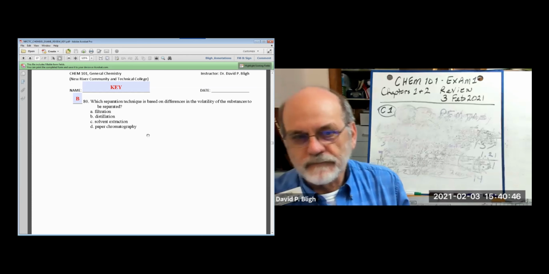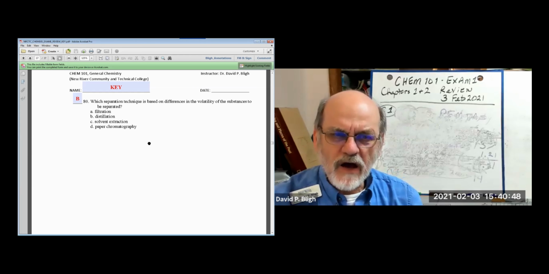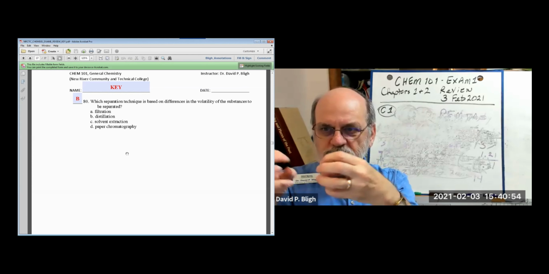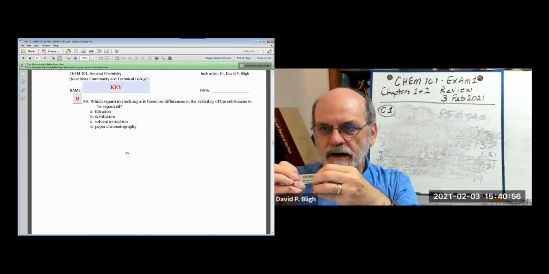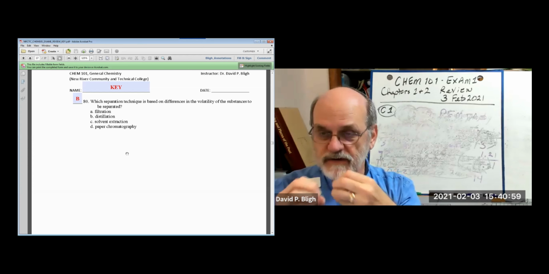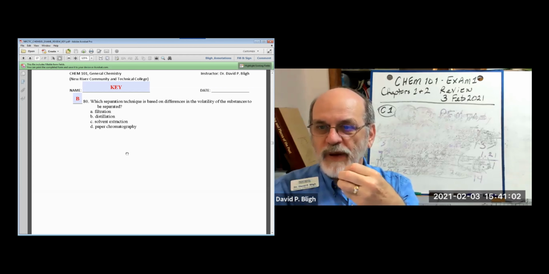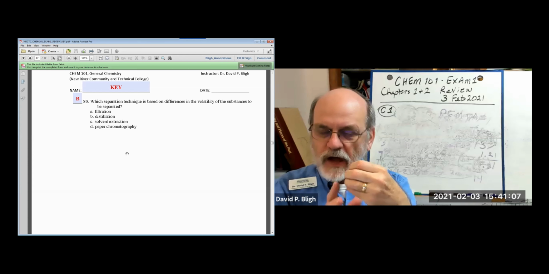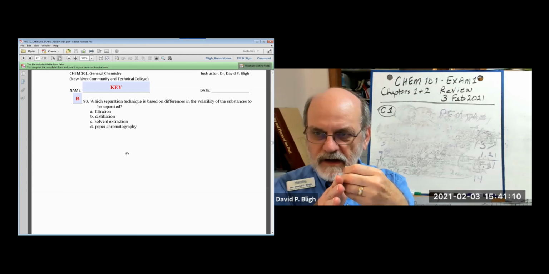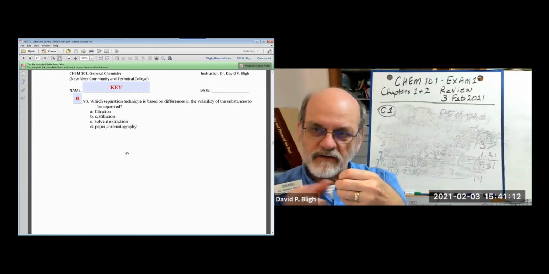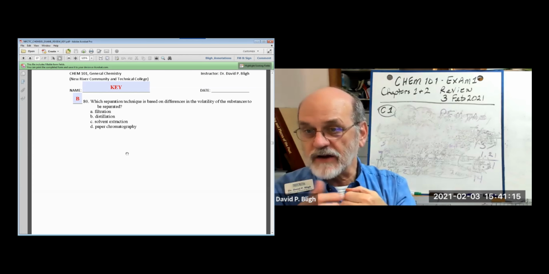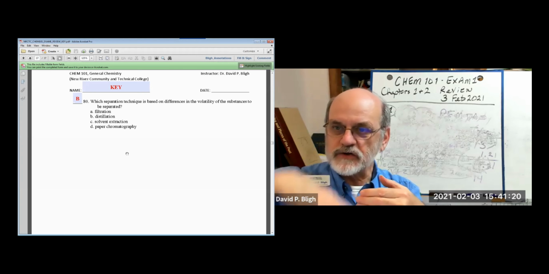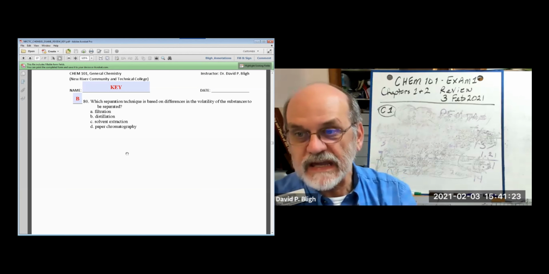Paper chromatography. Paper chromatography is a juxtaposition of the parts of the mixture as they move past paper. They're dissolved in a liquid solvent, and as it passes the paper, they spend some time on the paper and some time in the solvent. So differential attraction, solubility actually, in the carrier stream is what you're keying on there.